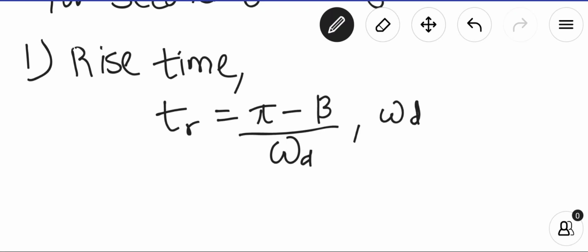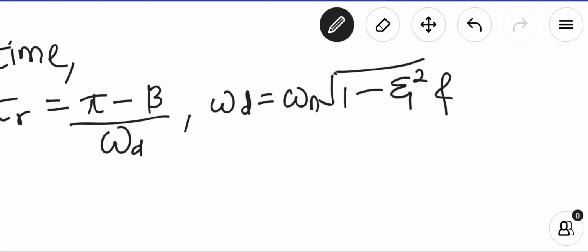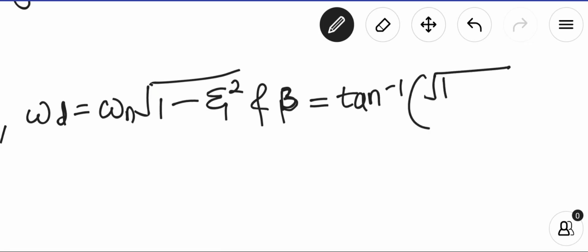wd is equal to wn, which is the undamped natural frequency, times root of 1 minus zeta squared, and beta is equal to tan inverse of root of 1 minus zeta squared over zeta.